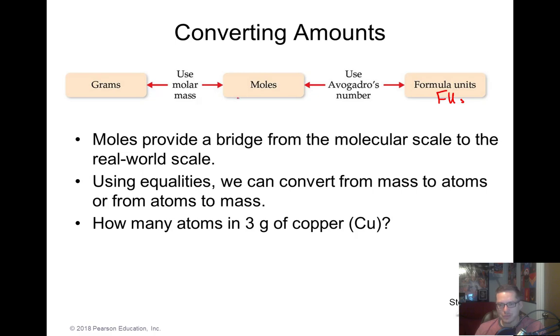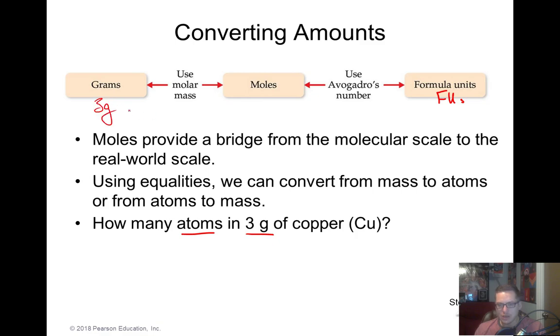Anyway, so we go from moles, and it allows us to go from grams to formula units, or number of particles here. Okay, so moles provide a bridge. Okay, using these equalities, we can convert from mass to atoms, and so let's do one here. So we want to figure out how many atoms there are in 3 grams. So we're starting over here in the grams, right?